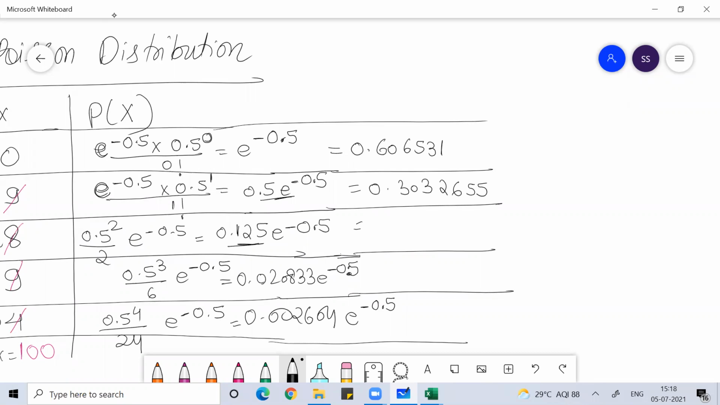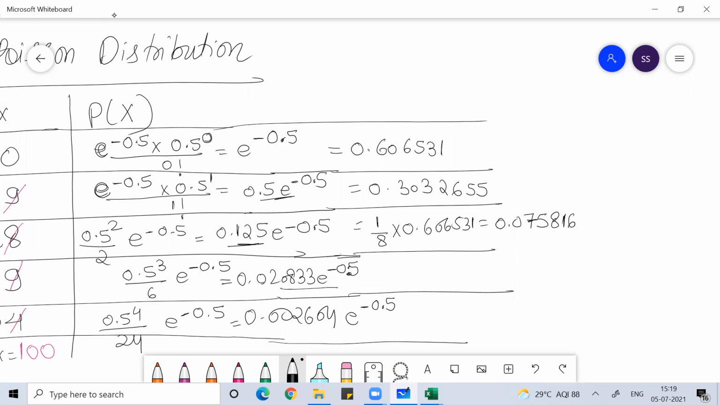0.125 means 1 by 8, so divide this by 8. You know the table of 8. 0.606531, can you divide it by 8? Yes, right. That gives 0.0758. Okay, so you're getting it right.